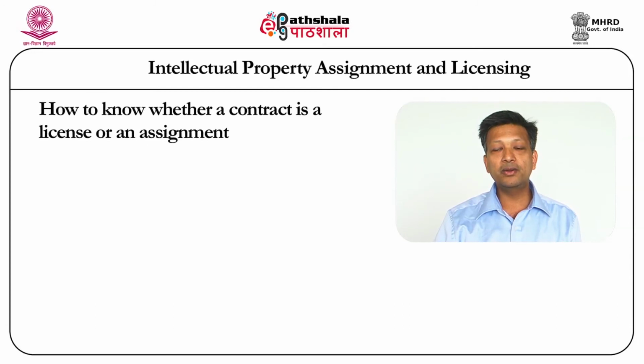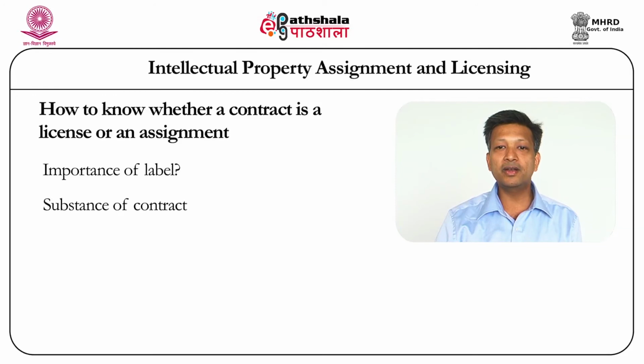Now, how to know whether a contract is a license or an assignment? What is the importance of a label? For example, a contract is styled or labeled as a license. Would it always be a license? Well, no, it is not necessarily so. It is the substance of the contract that determines whether it is a license or an assignment. It is not the talismanic phrase by which it is styled or described that would always be determinative of its nature as a license or assignment. It is the content, it is the substance of the contract.